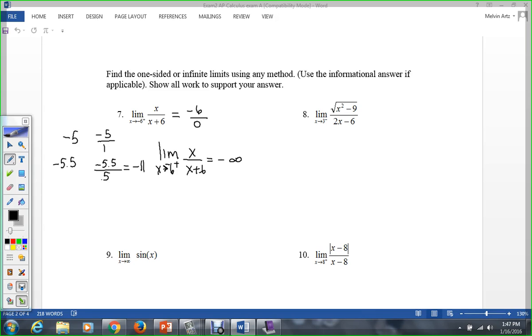Number 8, if we looked at this one graphically, let's see, if we use direct substitution, do we get 0 over 0? So let's look at this one graphically.